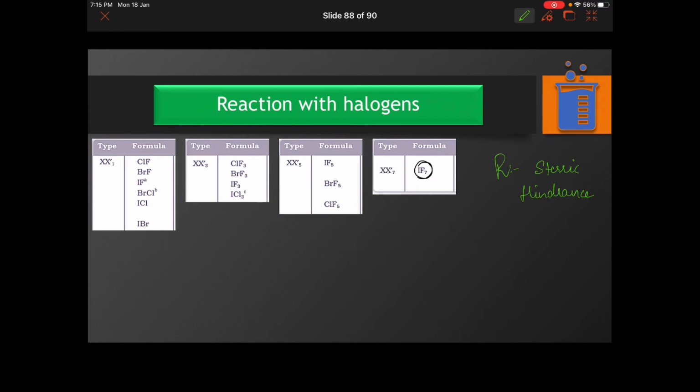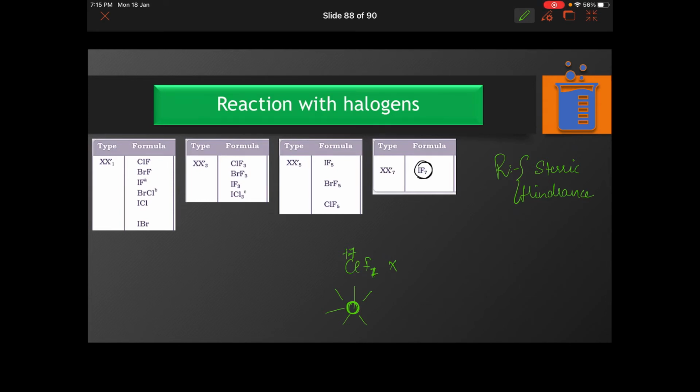For example, ClF7, this compound is very unstable. Why? Because chlorine is a small atom and around it you want to arrange 7 atoms of fluorine, which is not possible, right? So that's the reason that you will not see the +7 oxidation state here. This is also the reason for the same, the steric hindrance, right?